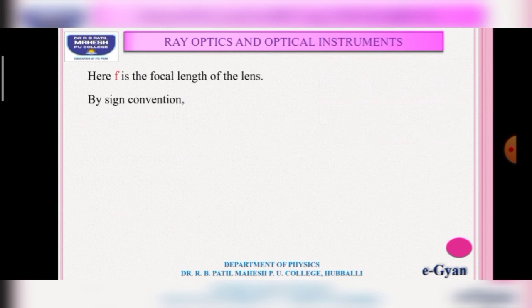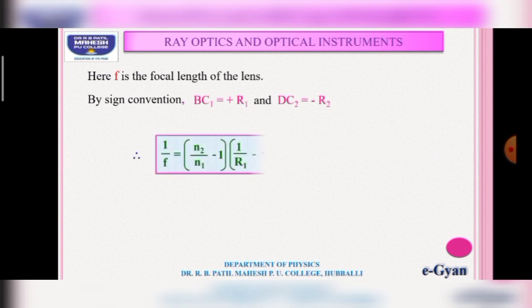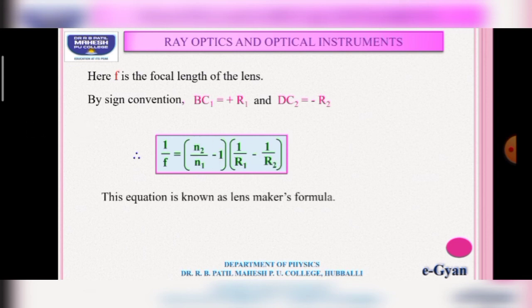By applying sign convention, we have BC1 is equal to plus R1, DC2 is equal to minus R2. Putting these values in equation number 6, we get 1 by f is equal to N2 by N1 minus 1 into 1 divided by R1 minus 1 divided by R2. This equation is called Lensmaker's formula. I hope it is clear.